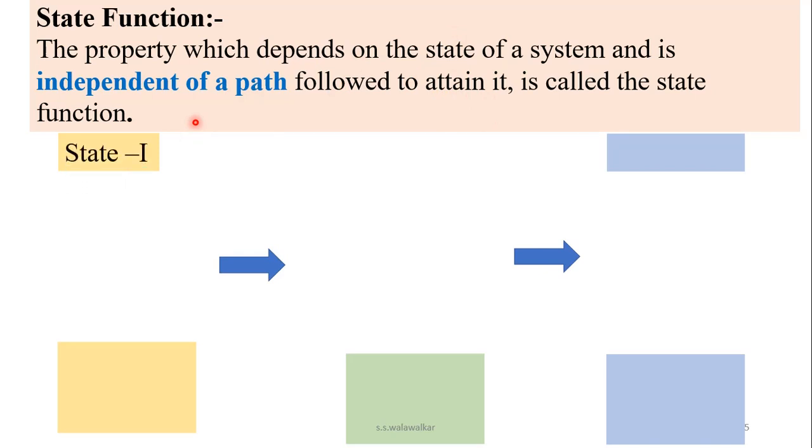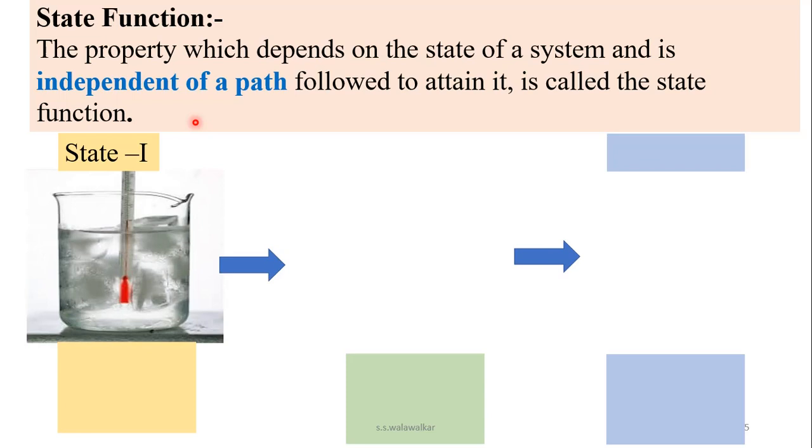See how. Suppose, consider this system, a beaker which contains water, and in the initial state this water has pressure 1 atmosphere, volume 1 dm cube and temperature 273 Kelvin. Now this temperature of the water indicates that this water is in solid form. Temperature is 273 Kelvin, that means what? 0 degree Celsius. That means water is in a solid state.